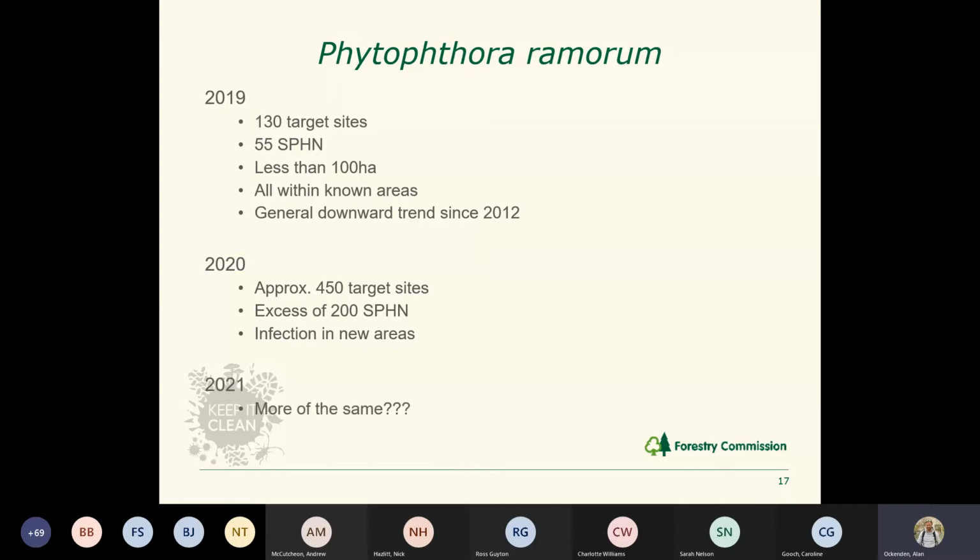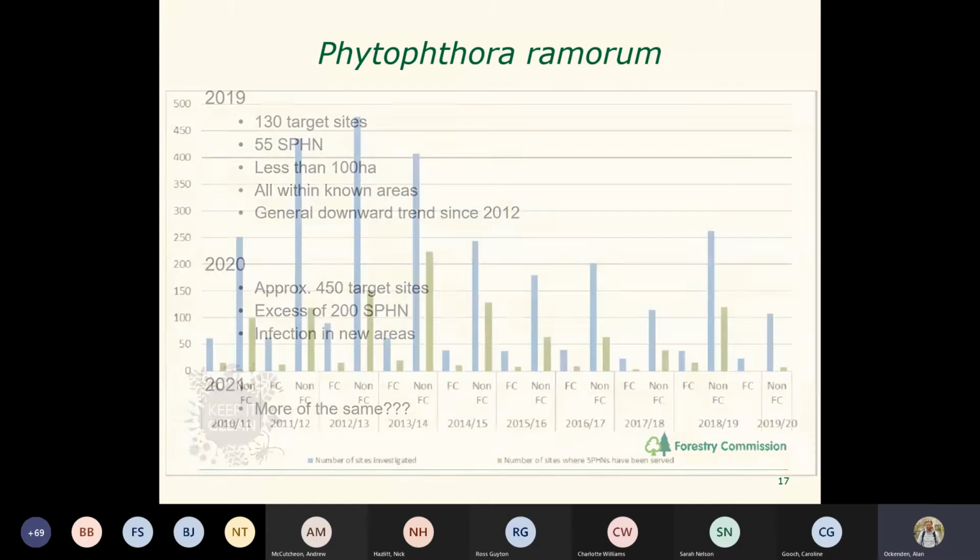What's going to come this year? Will it be more of the same? I'm not entirely sure. The weather at the tail end of autumn last year was conducive. It was mild and it was damp, but yeah, I don't know. We'll have to see as we start to get up and start doing our aerial surveillance once larch starts to flush later on this year.